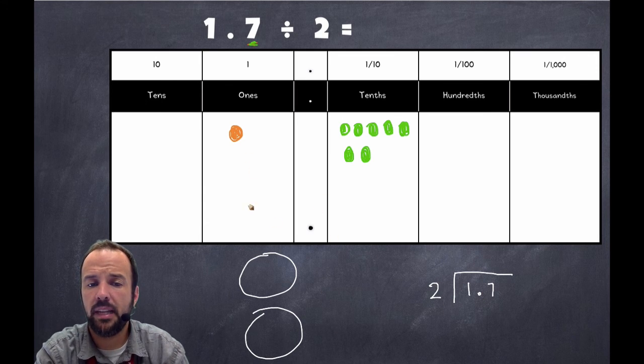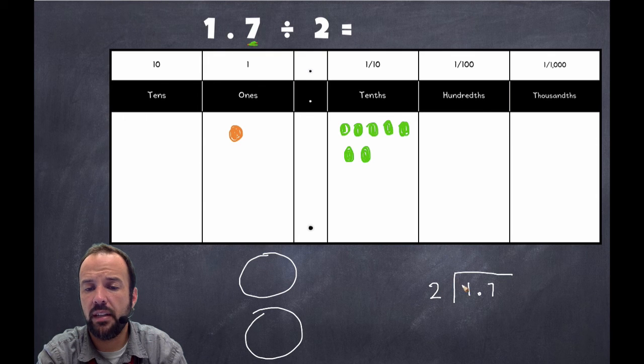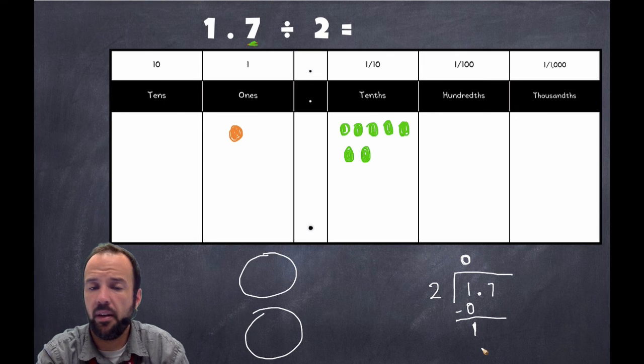So basically what I'm saying first here is I can't divide 2 into 1. I can't do that, right? So 2 is going to go into 1 0 times. It's just not going to happen, okay? And 2 times 0 is 0. I could subtract, and that would leave me 1. 1 minus 0 is 1. And then I don't know what I'm going to do next.